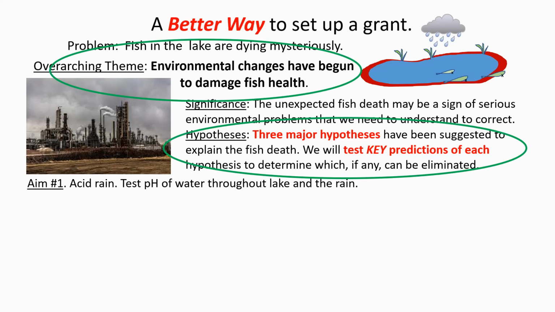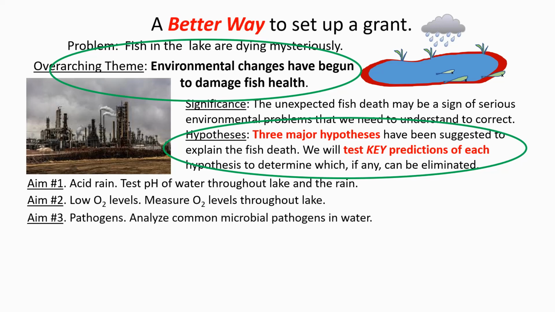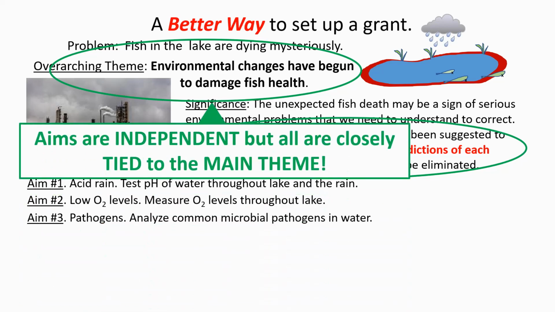Now in Aim 1, the acid rain hypothesis will be tested by measuring the pH of the water throughout the lake and in the rain. For Aim 2, the O2 levels will be measured again throughout the lake. And finally, for Aim 3, common pathogens in the water will be tested. The aims are clearly focused on the hypotheses, but they're more limited to the key predictions of each hypothesis.